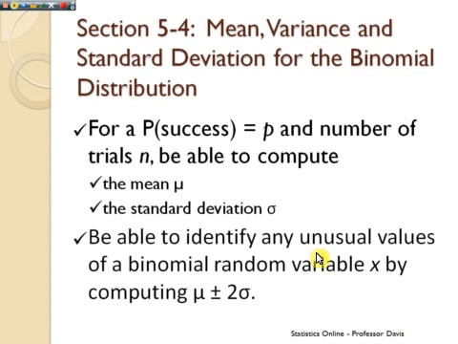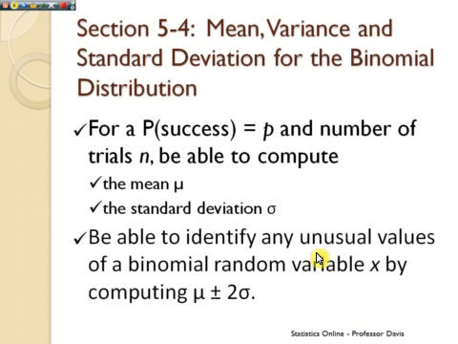In section 5.2, we talked about how to find the mean and standard deviation in general for a discrete probability distribution, but if we know it's binomial, the formulas are much easier. If we have a given probability of success p and number of trials n, we first want to be able to find the mean of the distribution. We simply do that by multiplying n times p, the number of trials times the probability of success.